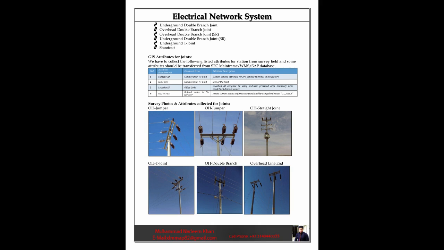GIS attributes for joints. We have to collect the following listed attributes for station from the survey field, and some attributes should be transferred from the SEC mainframe/WMS/SAP database. Survey photos and attributes collected for joints: OH jumper, OH straight joint, OHT joint, OH double branch, overhead line end.